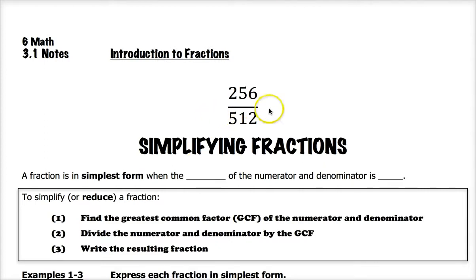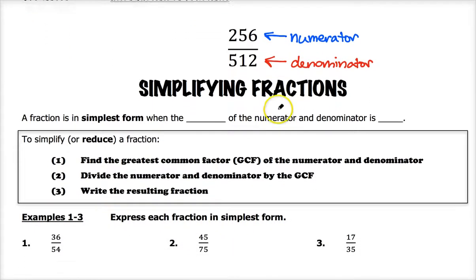So here is a fraction, 256 over 512, or 256 512ths. And we need to talk briefly about the different parts of a fraction. Hopefully you know this already. The top portion of a fraction, in this case the 256, is the numerator. And the bottom portion of the fraction, 512, is the denominator. So it's always numerator over denominator, N then D. Think Notre Dame to remember that.